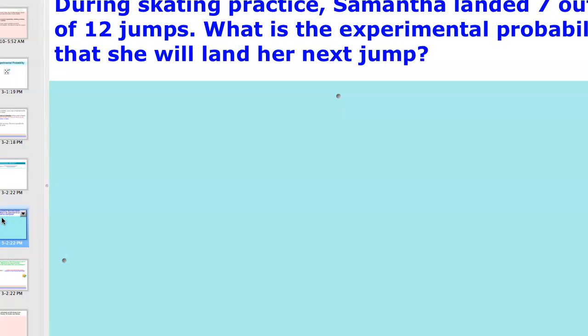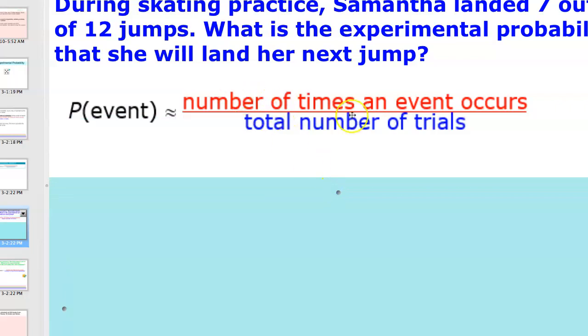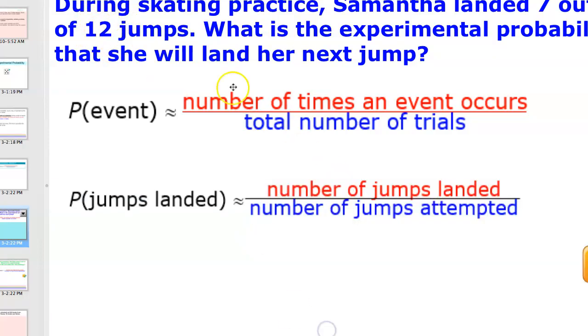It says, during skating practice, Samantha landed 7 out of 12 jumps. So she actually experimented this. She attempted 12 jumps. She landed 7 of them. So what is the experimental probability that she's going to land her next jump? So what we have to do is the number of times the event occurred divided by the total number of trials. So it occurred 7 times. She landed 7. Divided by the total number of trials, how many times she tried it. That's out of 12. Okay, so it is going to be 7 over 12. 7 divided by 12.